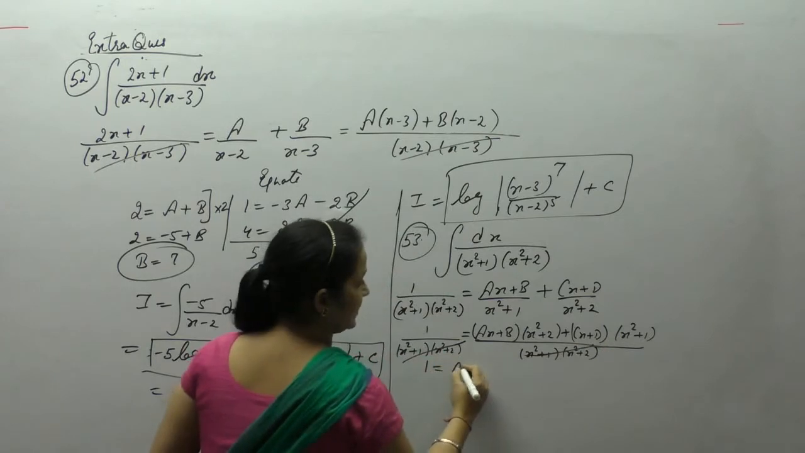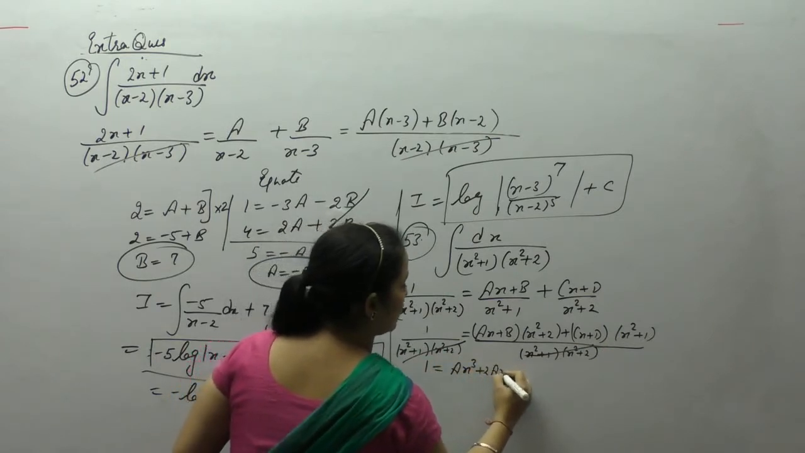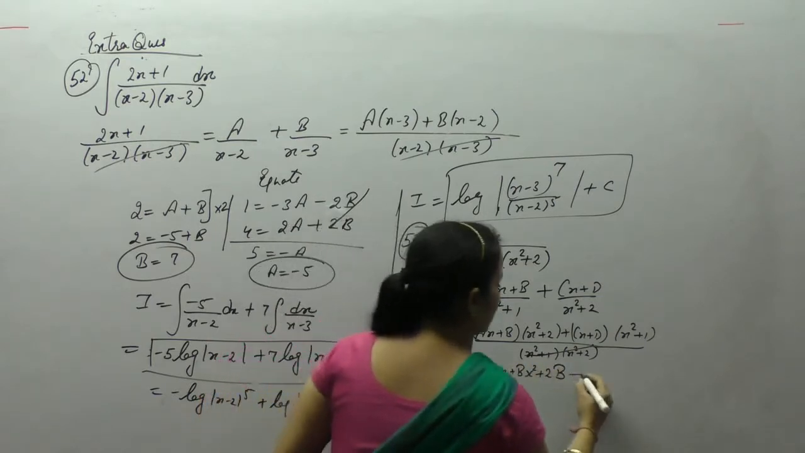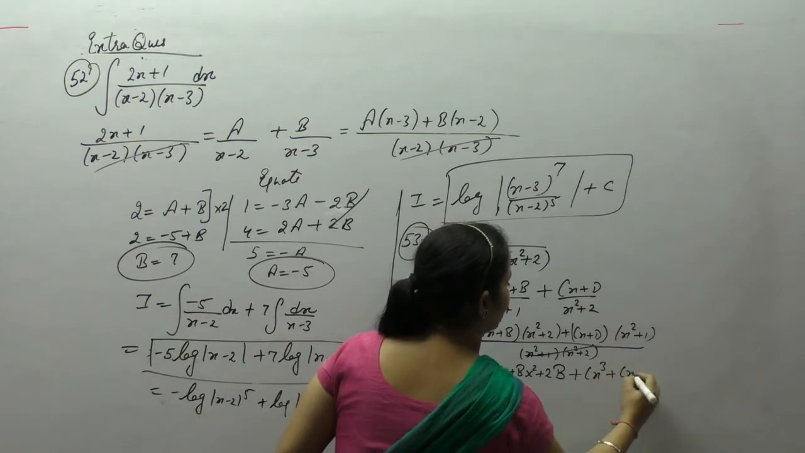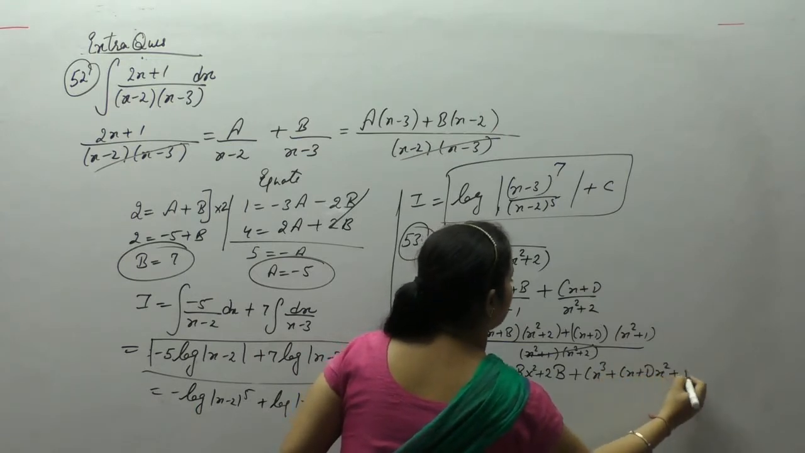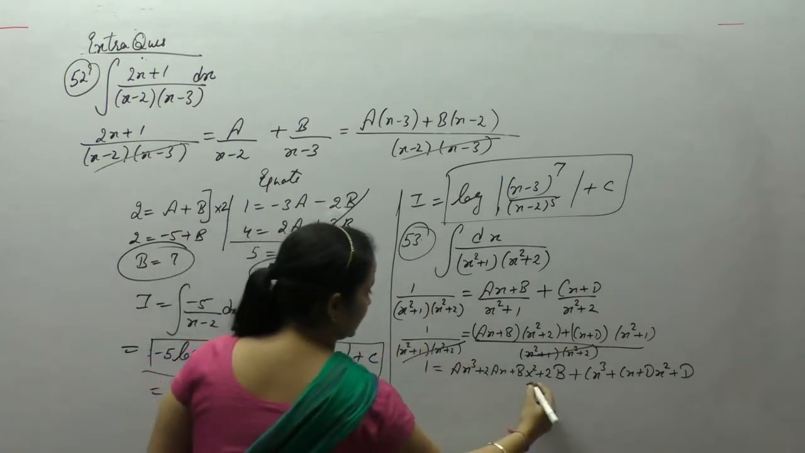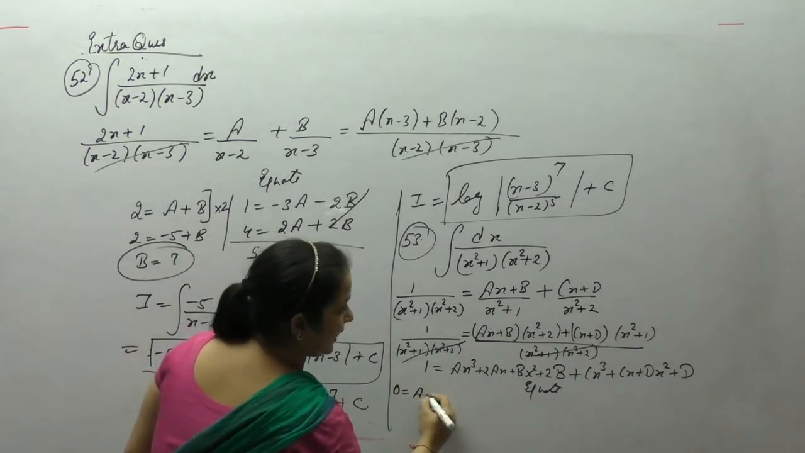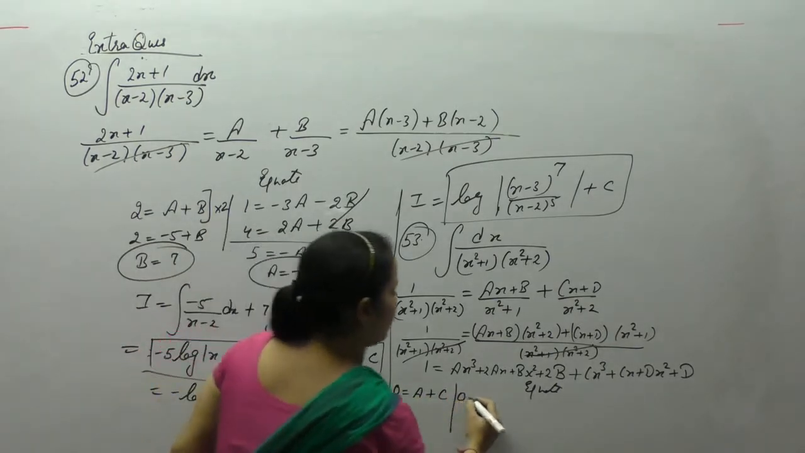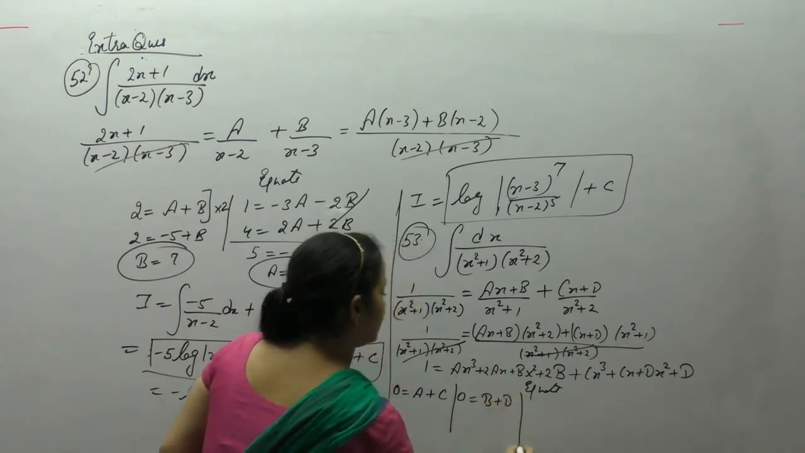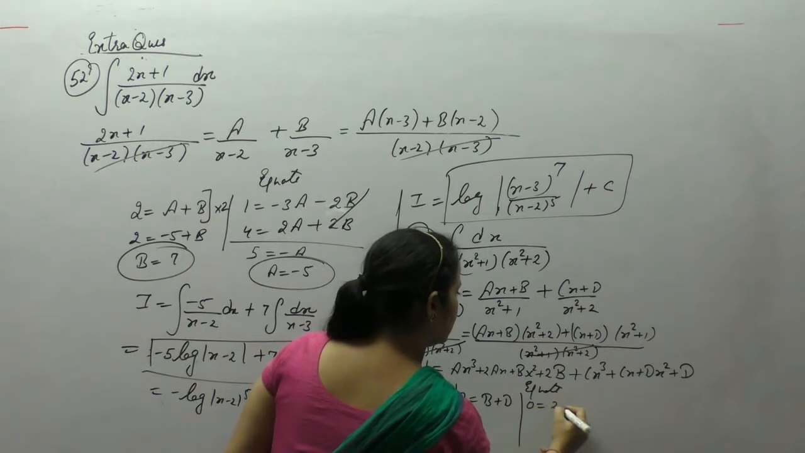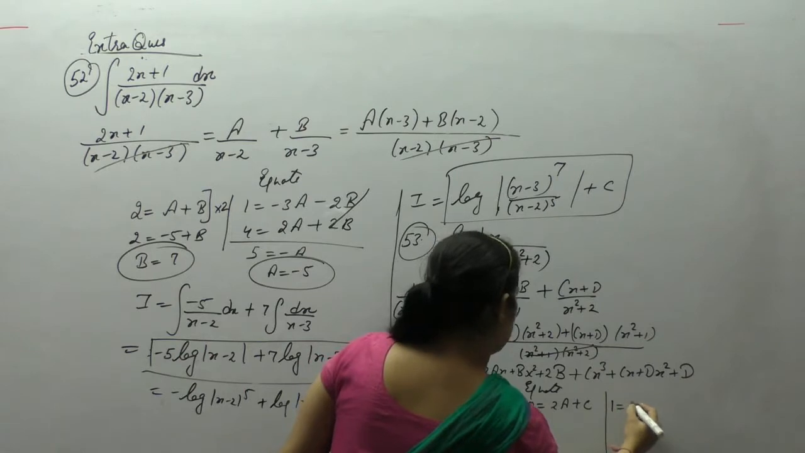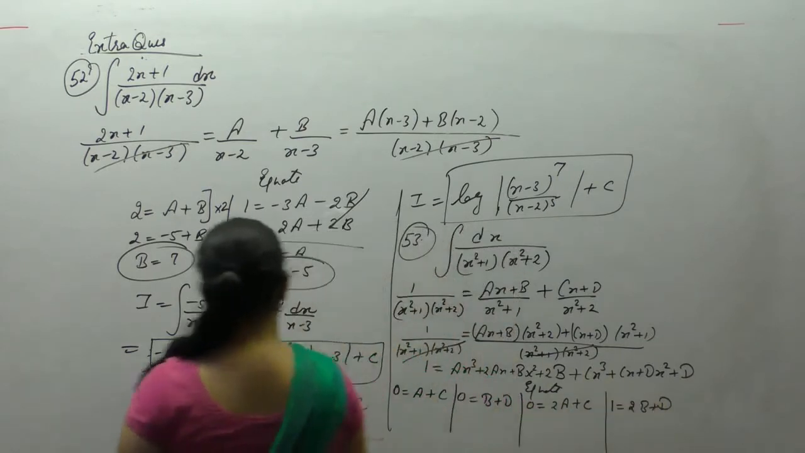Open the brackets: ax cube plus 2ax plus bx square plus 2b plus cx cube plus cx plus dx square plus d. Now equate like coefficient terms. Coefficient of x cube: a plus c. Coefficient of x square: b plus d. Coefficient of x: 2a plus c. And the constant term is 2b plus d.